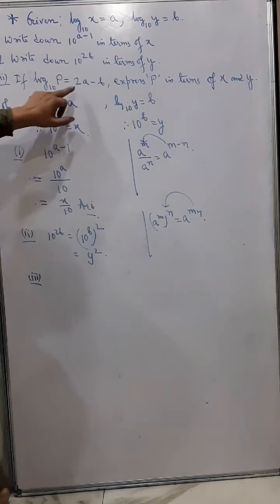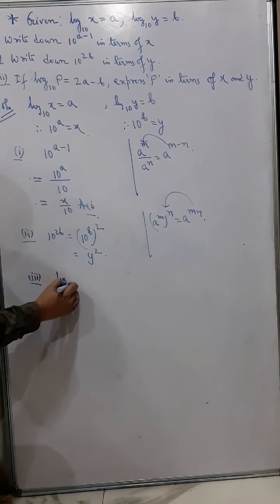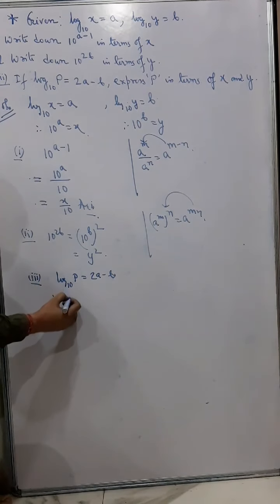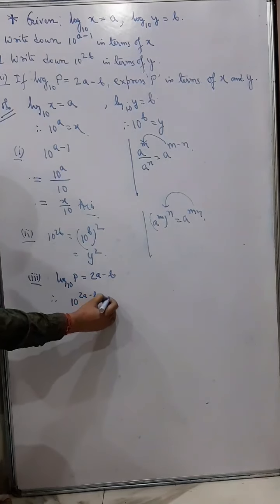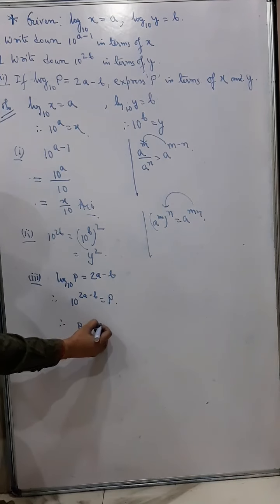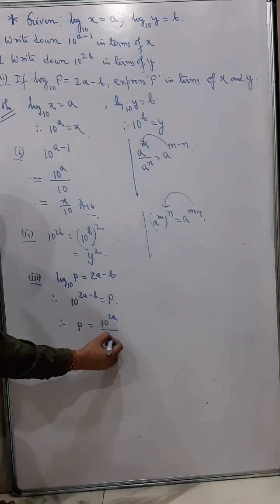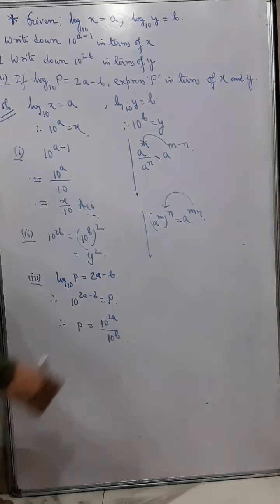It is given log of this, to be expressed in terms of x and y. In this case also we will convert that into exponents, and slowly we'll split this using all these formulas, and then we'll put in the values. First I'll convert this into exponents. So what should I write here? 10 to the power 2a minus b equals p. We have to find p, and therefore I can say p is equal to 10 to the power 2a by 10 to the power b.